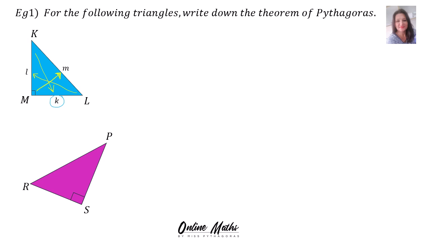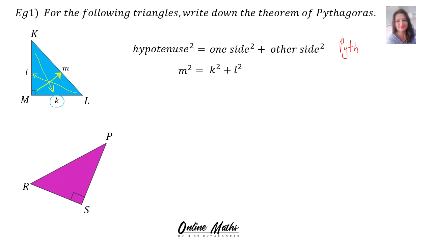Now, for triangle KML, to write down the theorem of Pythagoras, we will say always hypotenuse squared is equal to one side squared plus the other side squared, and we add Pythag. And then in terms of the sides, we can say hypotenuse is m squared equals one side is k squared plus other side is l squared.